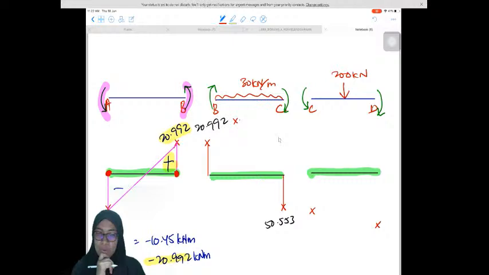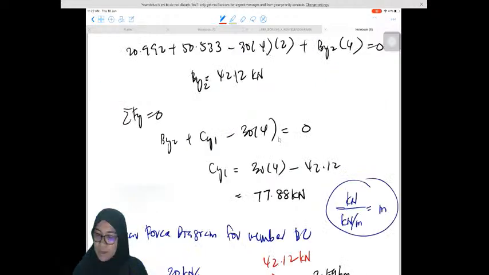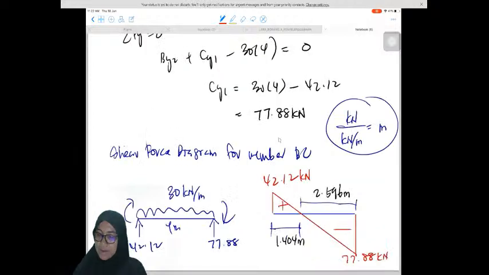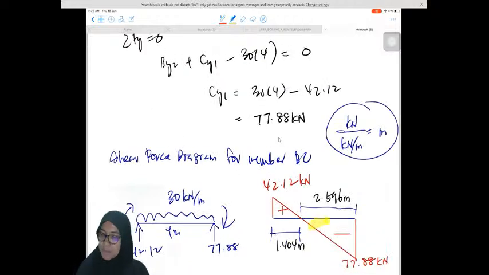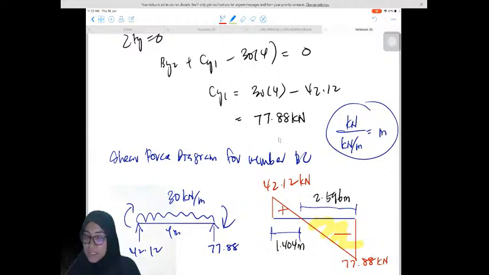Okay, this 50.56 we have to minus with the area of this. Okay, so minus, because why do we need to minus? Because the sign in the diagram is minus. Just now we had to plus, because the sign in the diagram is plus. Now we have to minus.